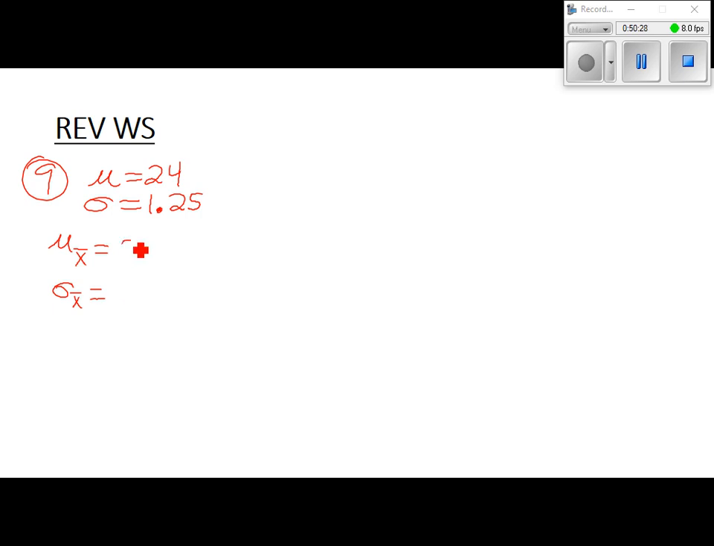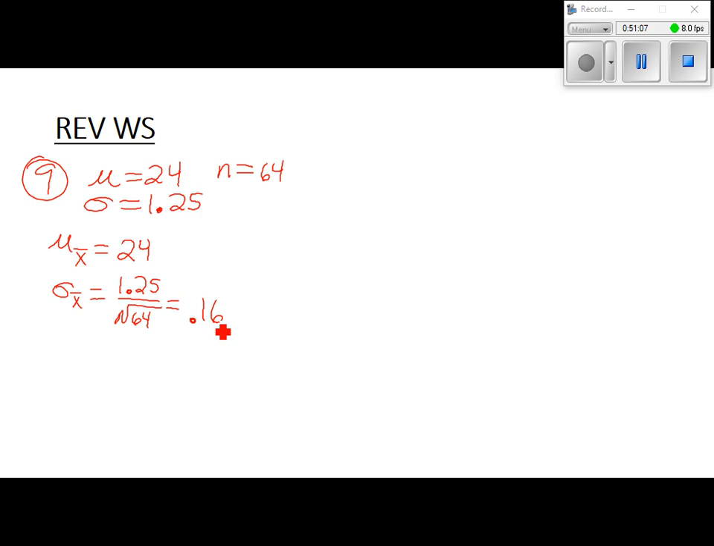What's the mean? 24, that's the same, so that's not hard. Standard error, we take our standard deviation and divide by the square root of 64. What's that give us? 1.5 or 1.6. Probably 1.6. Round up. Is that right? Yeah.